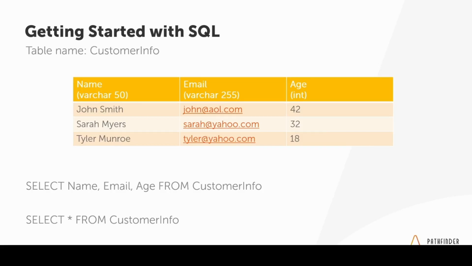By the way, I'm using uppercase for any reserved SQL keywords. Now, both of these statements work, but the first is the preferred method. It's always best to retrieve only the data you need. For example, if I didn't need the email for my report, I could omit the email column from the first select statement. The second one uses a shortcut, asterisk, to select all the columns.